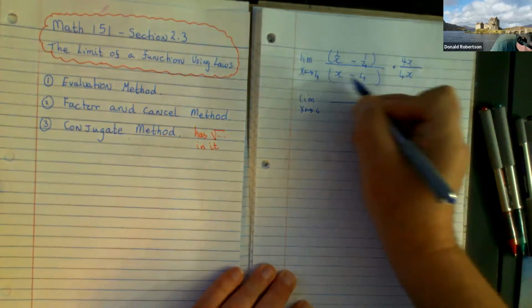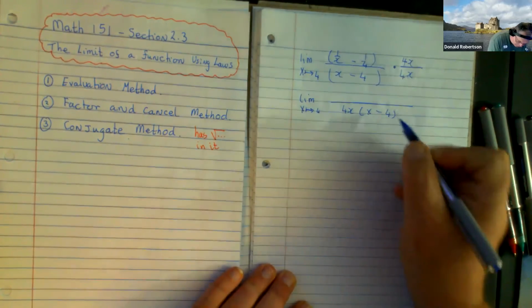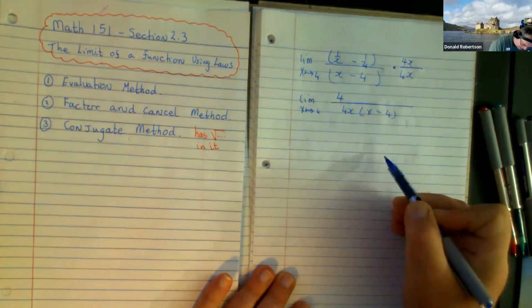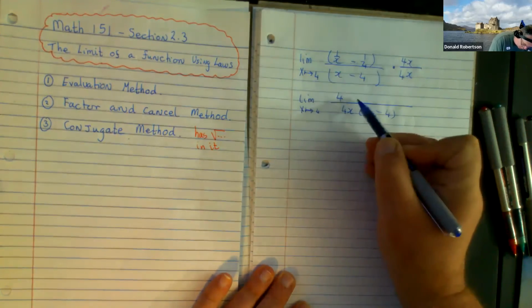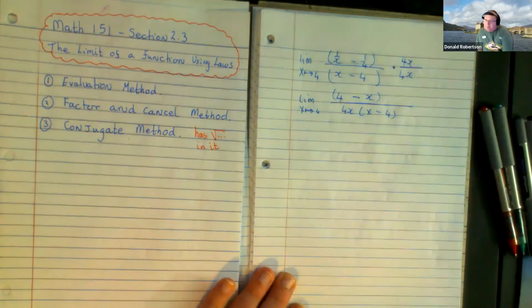Leave the bottom 2 alone. Just kind of rewrite their order. And go 4x times 1 over x, which is 4. And 4x times -1/4, which is -x. Are you happy about that?